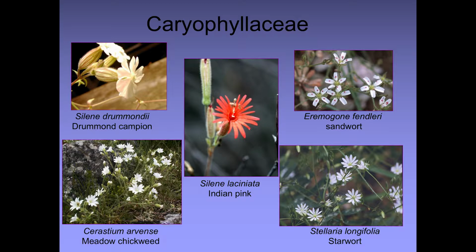So these are some common flowers you may recognize. This one with the balloon shape, the Silene drummondii. Then you've got the Indian pinks, chickweeds. There's a starwort. There's a sandwort up there that's quite a small plant, but so distinctive with those little red dots on its petals.